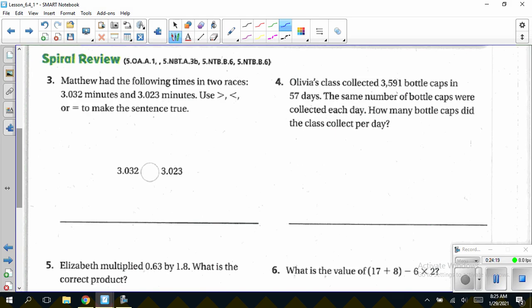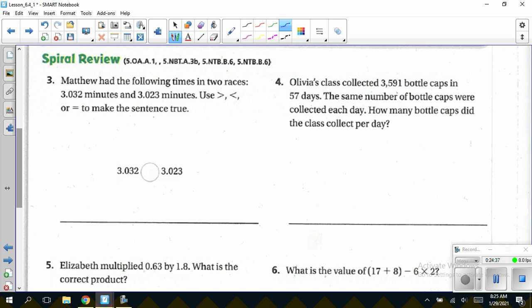Number 3, Matthew had the following times in 2 races. So he had 3 and 32 thousandths minutes and 3 and 23 thousandths minutes. They want you to use the greater than, less than, or equal to make the sentence true.